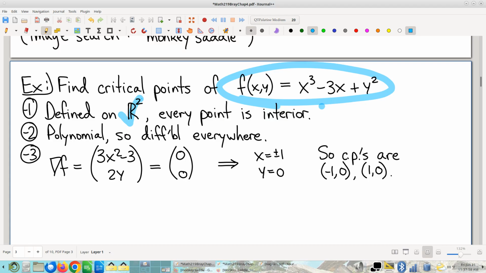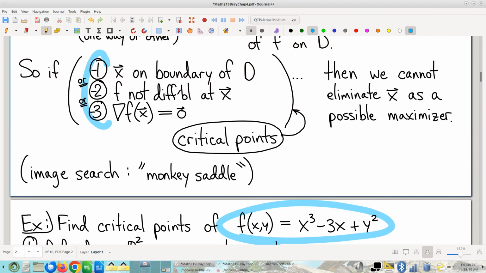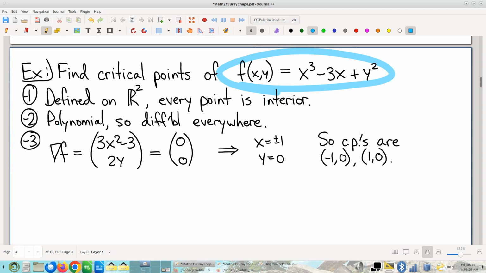Okay, fine. Notice as well, this is a polynomial, and every polynomial is differentiable everywhere. That means there are no points that fail the differentiability condition. So, we didn't get any critical points from that condition either. Notice I'm just going down the list here. We've checked -1, we've checked -2, and now we've got to check -3. I've got to look here for points where the gradient is 0.